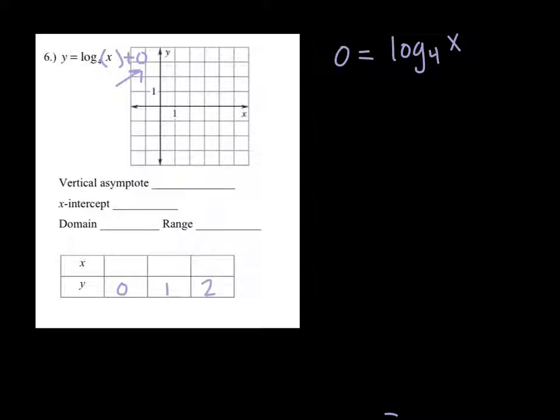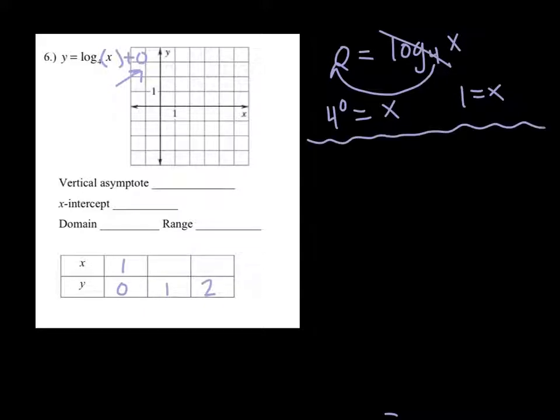So if there's nothing being added or subtracted on the right hand side, you can start right away by undoing the log. So you guys know when we undo a log, that becomes exponential. So this will become 4 to the 0 power equals, logs gone, x. Anything to the 0 power is 1. So 1 equals x. I like to do my table first, and then once my table is done, plug in my points.